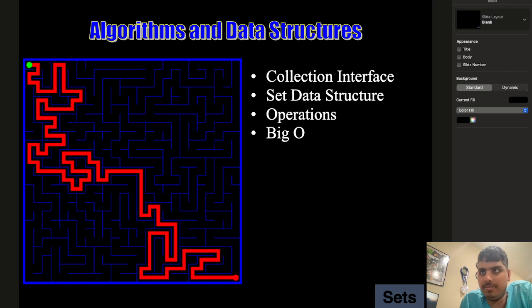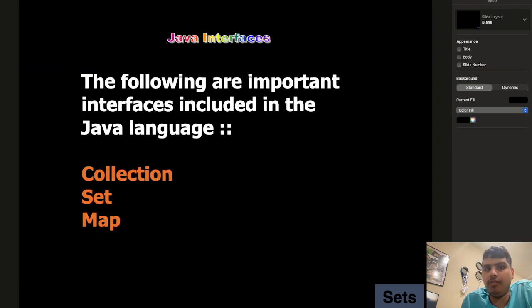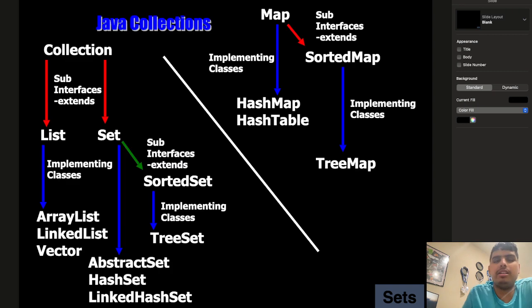Alright, here it is. Sets in Java. Algorithms and data structures: the Collection interface, the Set data structure, operations, and the big O. So just a couple of different topics that we're going to take a look at. First and foremost, the following are the important interfaces included in the Java language: Collection, Set, and Map. Take a look at this diagram of the Java collections.